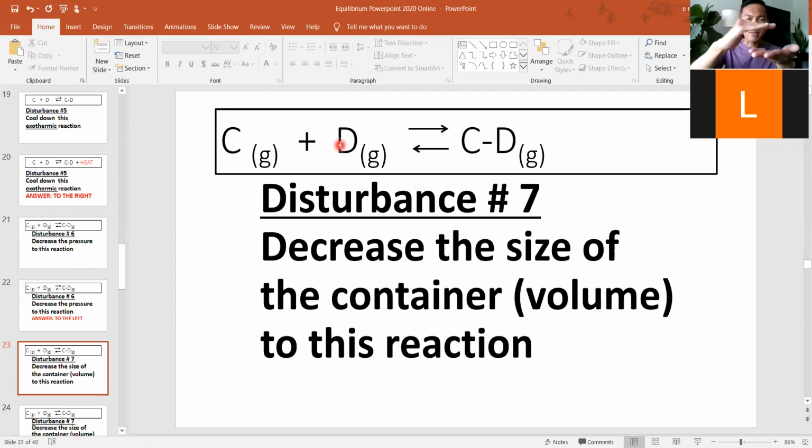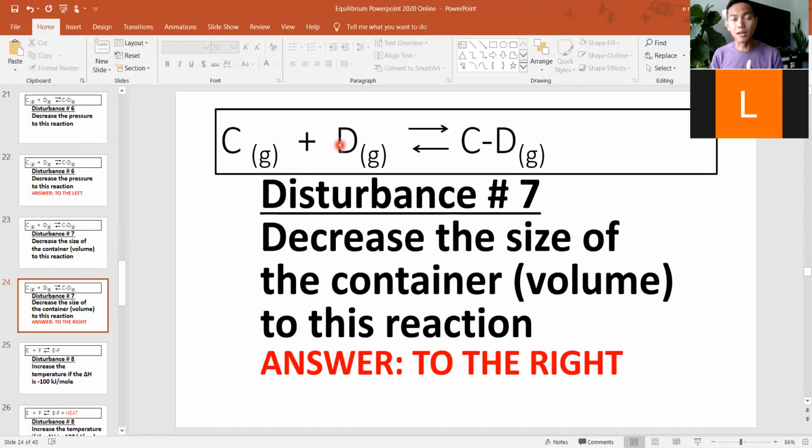Now, decreasing the size, isn't this an increase in pressure? Because now there's not a lot of space. So unlike the previous question, this one they're saying, we don't have a lot of space. The gases can't take up too much space. So the best scenario is to go towards the side where there is less gas.